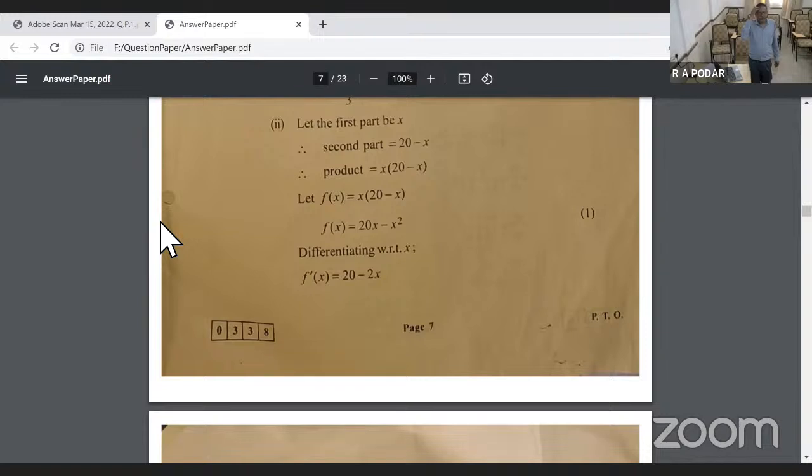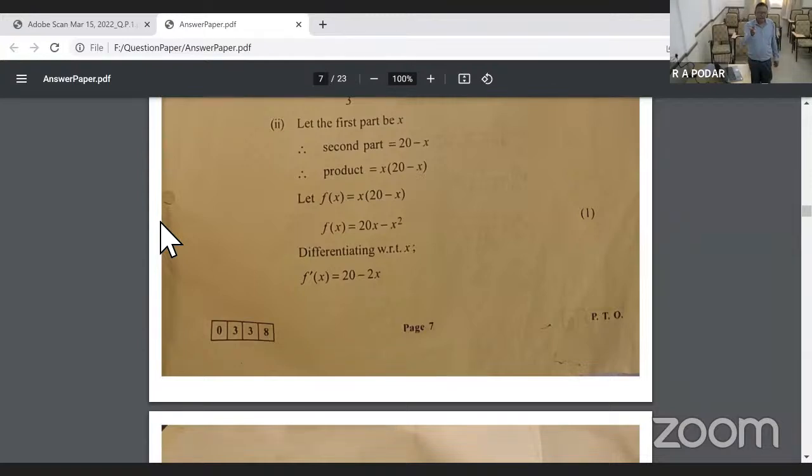So the second question we see. Let the first part be x. So 20 you have to divide into two parts. Now you can see here, the first part is x. Then the second part we have taken as 20 minus x. So take the product, that is the product we have to maximize. So x into 20 minus x, that will be the function. It forms the function. So f of x is equal to x into 20 minus x.